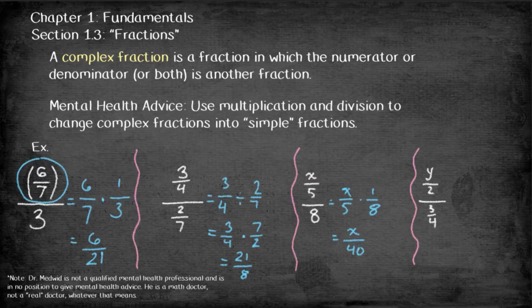And last example, like the second one, except 2 fractions. So y/2 divided by 3/4. This is equal to y/2 times 4/3, which is equal to 4y/6. And if we want to, we can simplify that to 2y/3.